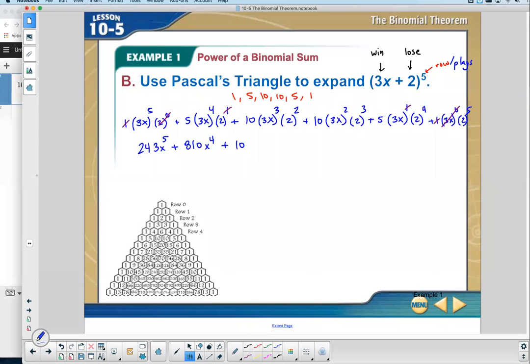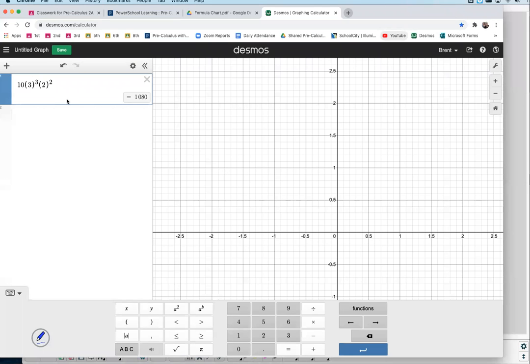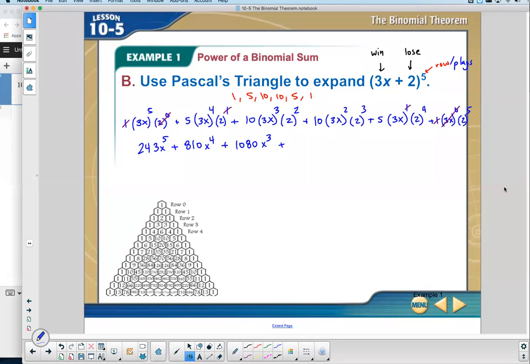So I'd have 1080 x cubed. If you're wondering where the x's are, they're still in there, so I have to write those out. Then I'll do this one. 10 times 3 squared times 2 cubed. 720.